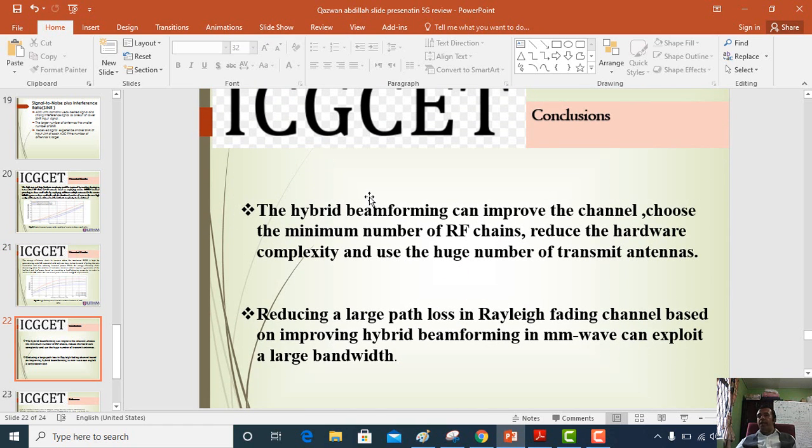Conclusion: the hyper-beamforming can improve the channel and choose the minimum number of RF chains, reduce the hardware complexity, and use a huge number of transmitter antennas. It reduces large path losses in the relay fading channel, and by improving the hyper-beamforming, millimeter wave can exploit a large bandwidth.